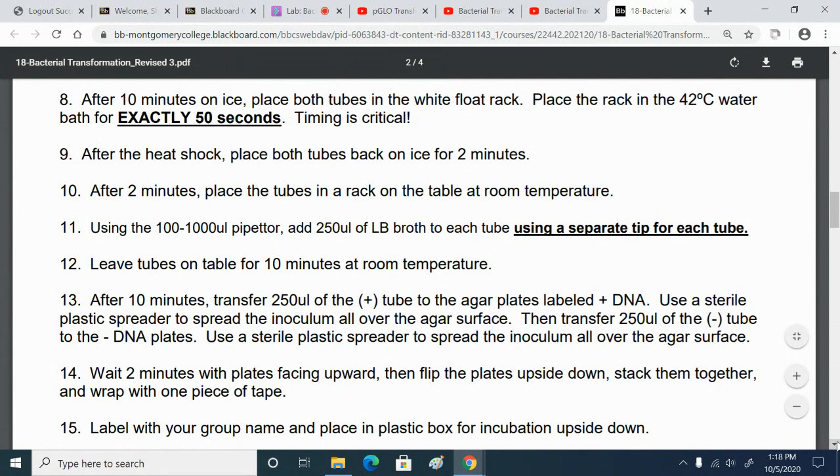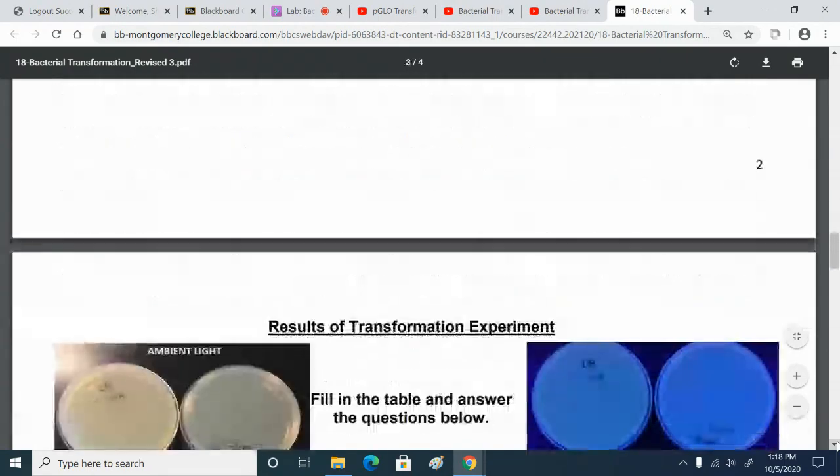So that is the procedure that we would have followed to heat shock the bacteria along with calcium chloride to make them permeable so the plasmid can get in. And then we cool them down, leave them at room temperature for 10 minutes after we added some nutrients to the tube. So we gave them food and time, and then we spread samples on the surface of the agar plates. And this is what we expect to see.